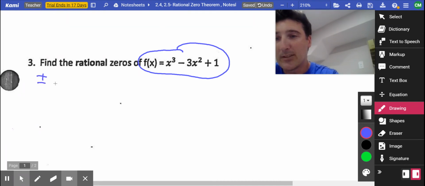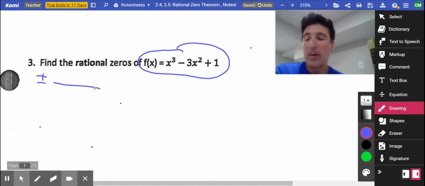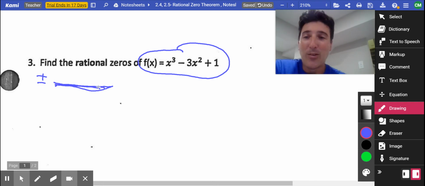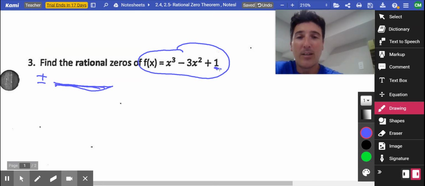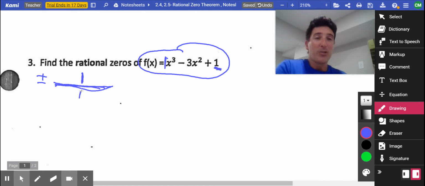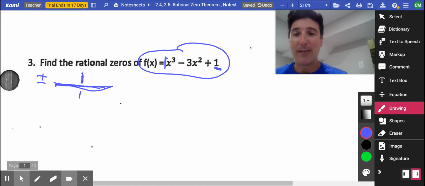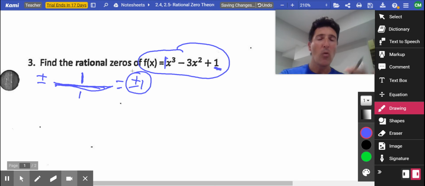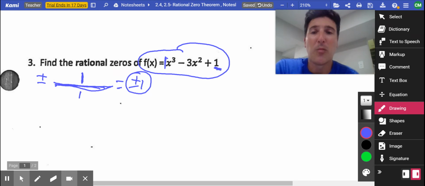Let's put plus or minus. And then remember, p is all the factors for the constant, which is just 1. So we're just going to have 1. And then the bottom is all the factors for the leading coefficient, which is just 1. So this is a really short list. I only have 2 possibilities: a possible rational zero is plus or minus 1.